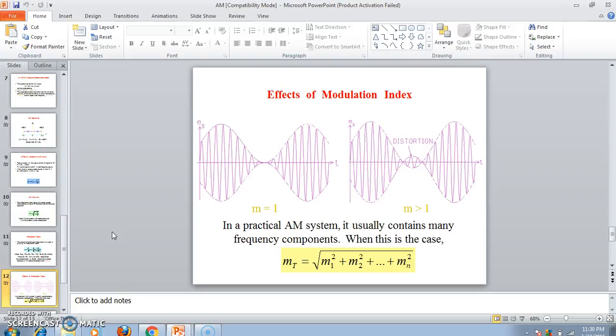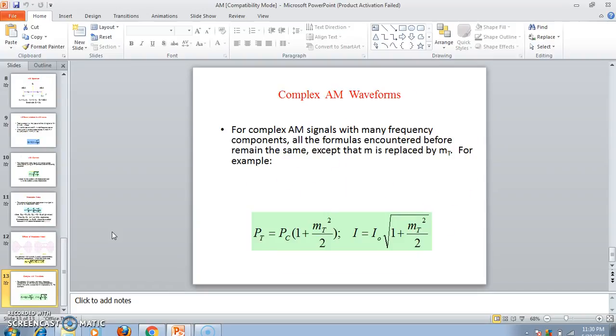If there are many message signals to be transmitted using the same carrier signal, the empirical formula is mt equals the square root of m1 squared plus m2 squared plus and so on up to mn squared, where m represents the modulation index of each message signal. And this shows the power and current relationships for a complex waveform. By complex waveform we mean one wherein many message signals are transmitted.